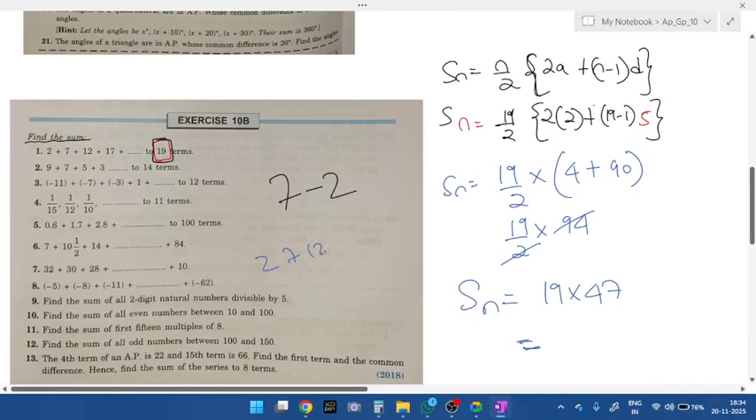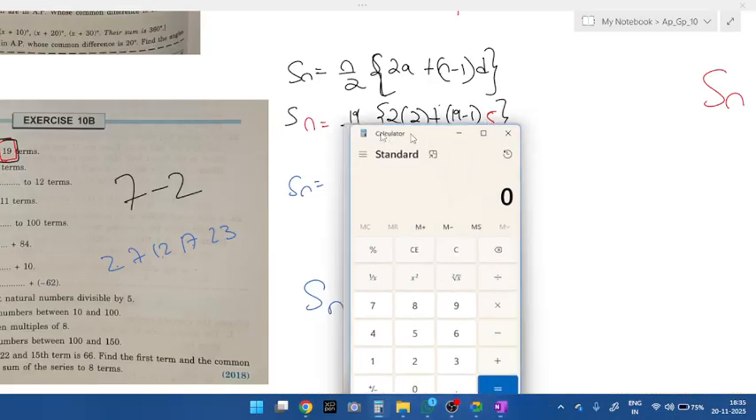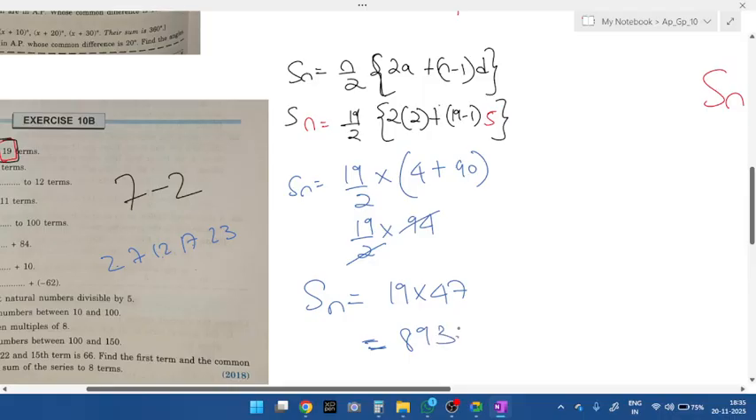See, the sum of these values 2, 7, 12, 17, and after 17, 17 plus 5 is 23. Like this, there are 19 terms, students. That's the reason they've given 19 terms. n stands for 19, the number of terms. So when you add 2 plus 7 plus 12 plus 17 plus 23 up to 19 terms, this is the answer you get. Multiply this. Tell me the answer. 893. Yes, 893 is the answer, students. S of n is 893.